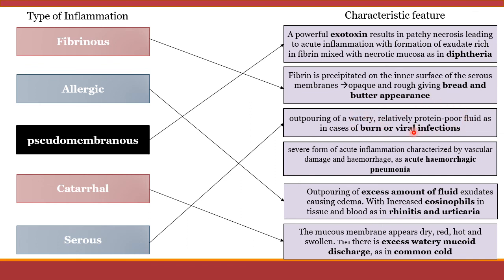Then we are left with one option that we don't have a type of inflammation for, but if we read it, we can recognize its type. It's a severe form of acute inflammation characterized by vascular damage and hemorrhage, like acute hemorrhagic pneumonia. So what will be here the type of inflammation? It will be hemorrhagic type of inflammation.